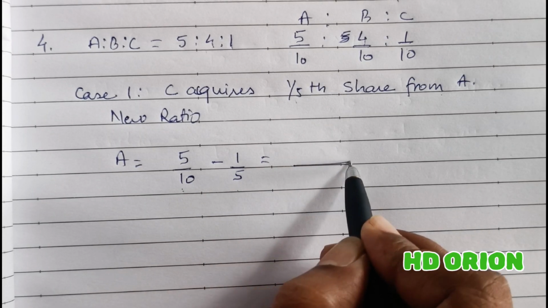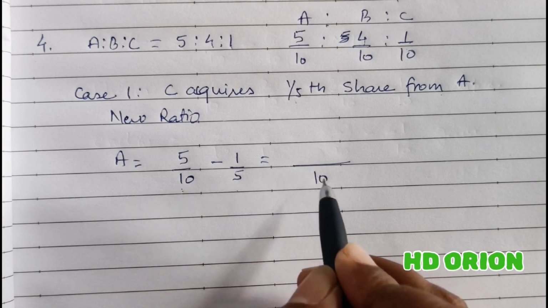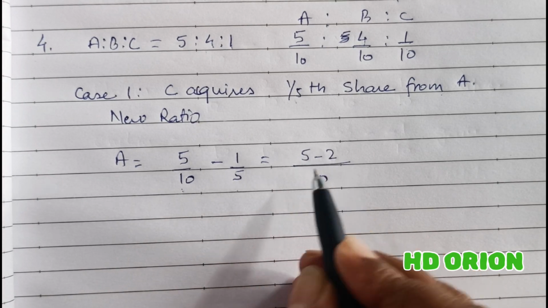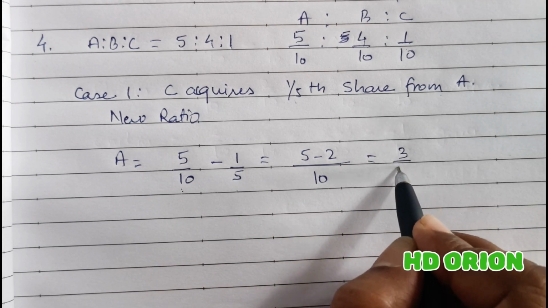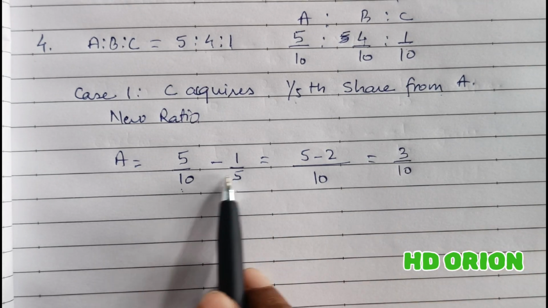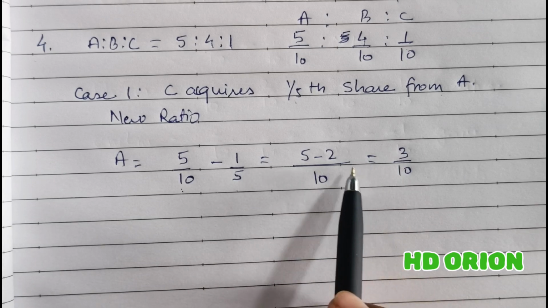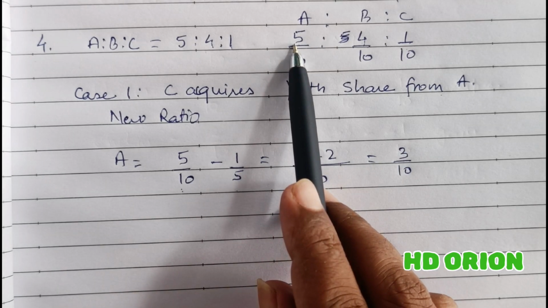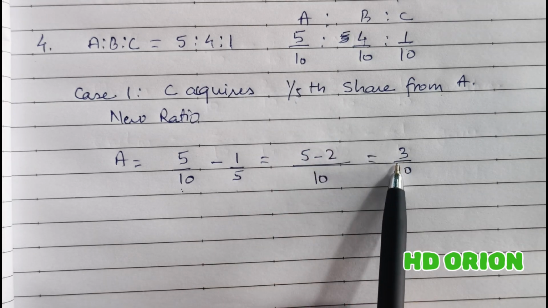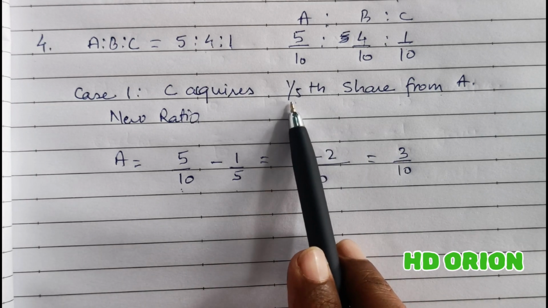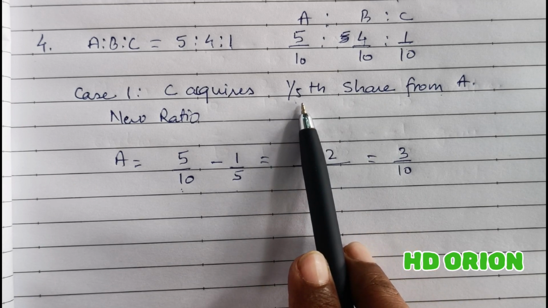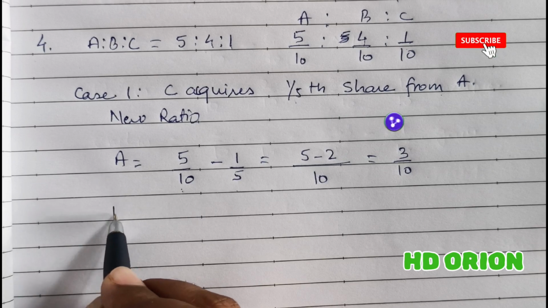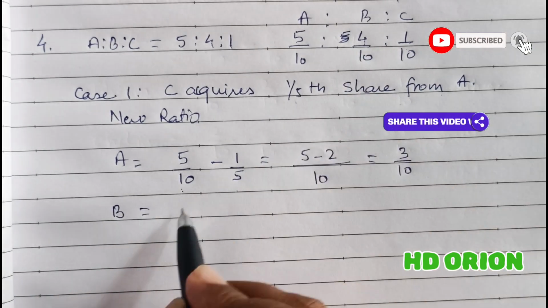And here we get how much? Here the LCM will be 10. It is 5 minus 2. Fine. So here it is 3/10. So this is his new ratio. After sacrificing, this will be his new ratio. Earlier, he was getting 5 portion out of 10. But now he is getting 3 portion out of 10 because he has sacrificed 1/5 share of the total profit to C.